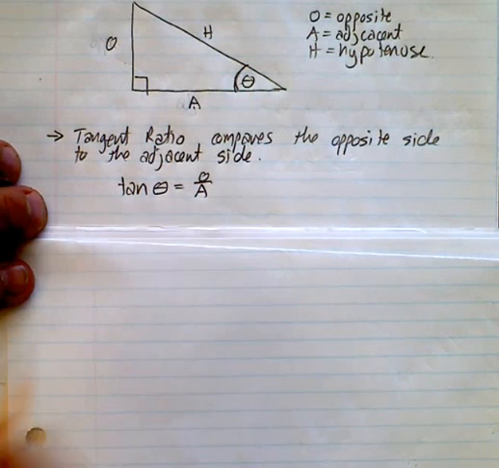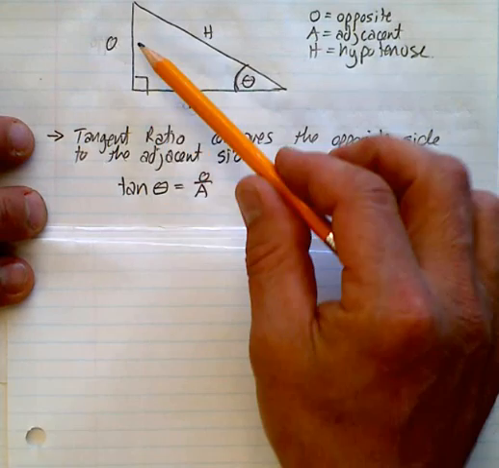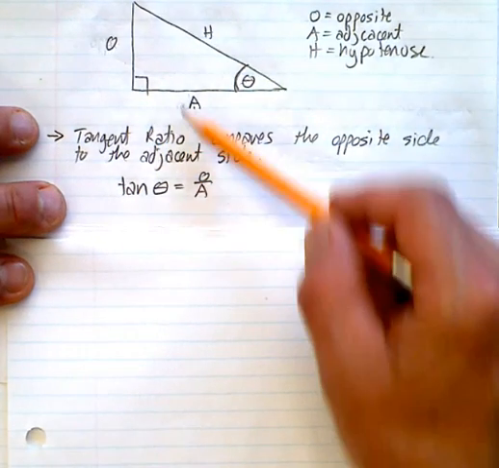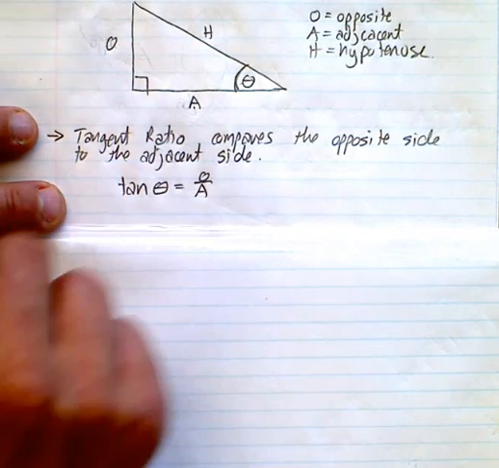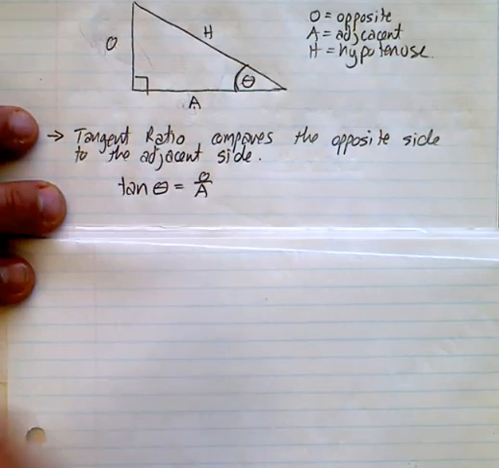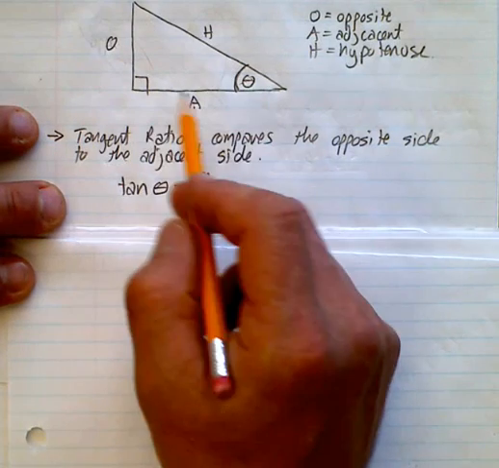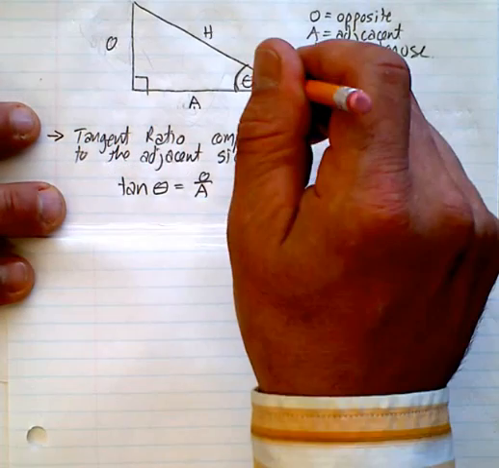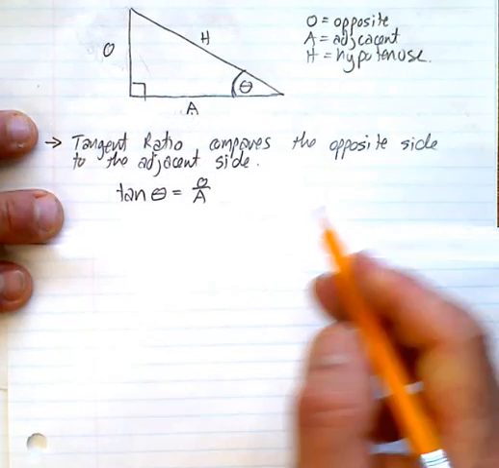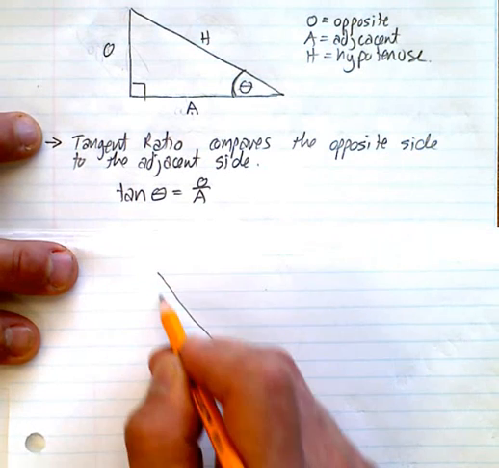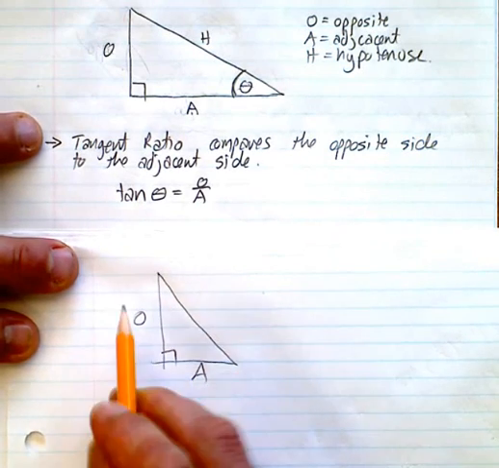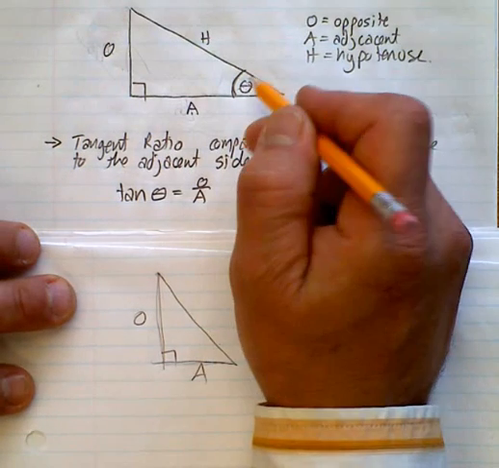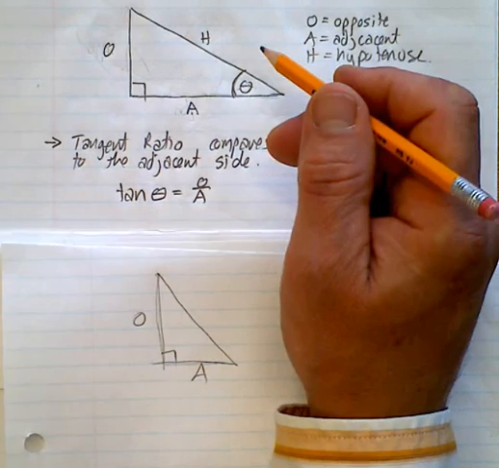Okay, that's the ratio. Remember I talked about three ratios. We can compare these two, we can compare these two, or we can compare these two. And we're looking at this first ratio, the opposite to the adjacent side. The ratio of the opposite side to the adjacent side depends on what this angle is. If it's bigger, what happens to your O and your A? This side becomes longer, this side becomes shorter. So the larger your angle, the larger the tangent ratio.